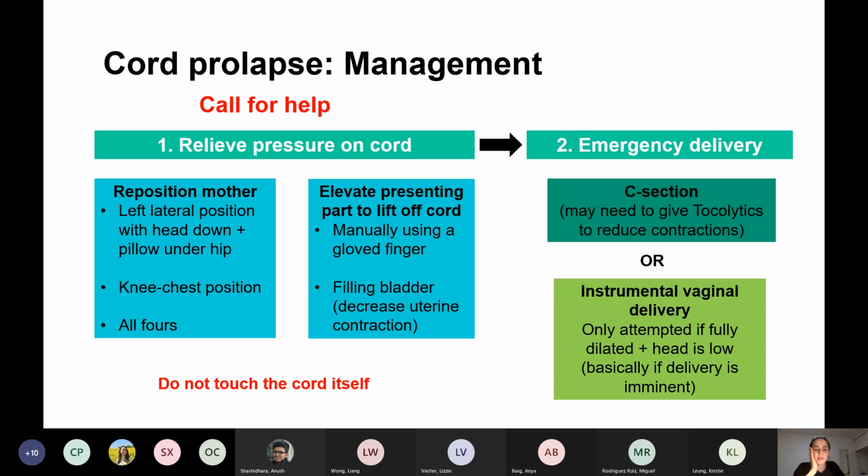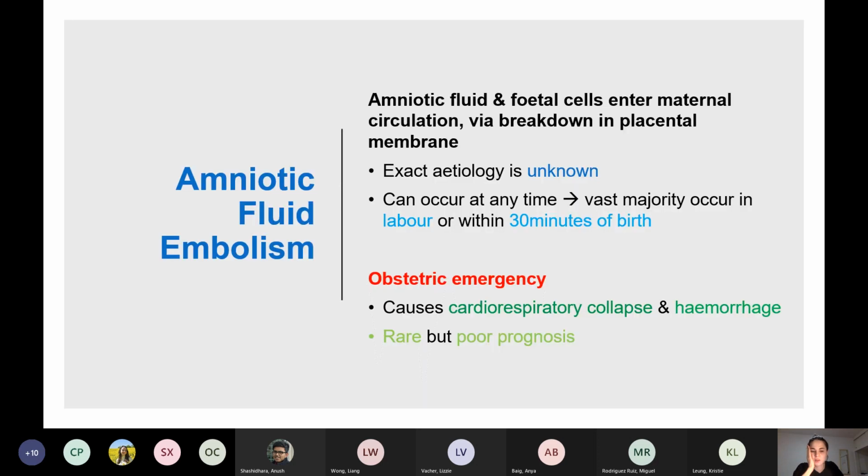Okay, so this is the last complication we're going to go through, which is an amniotic fluid embolism. So does anyone know what this is? Or how it presents, I guess. Yeah.